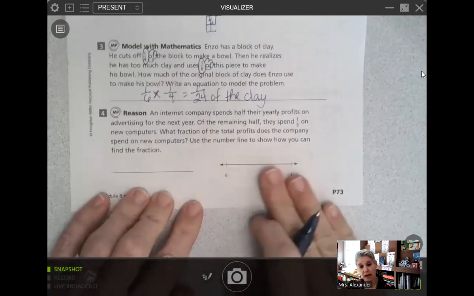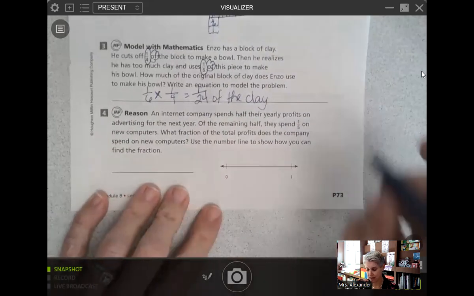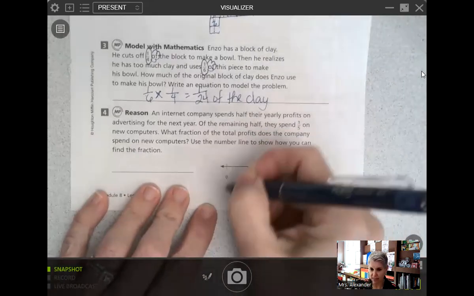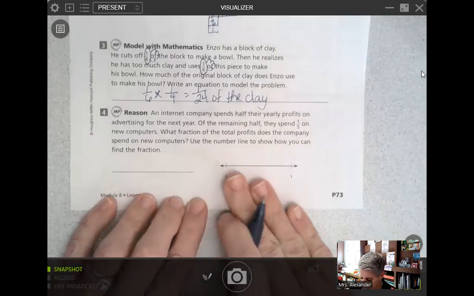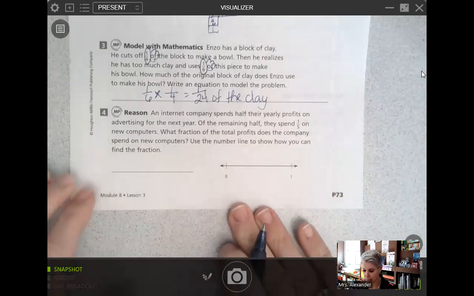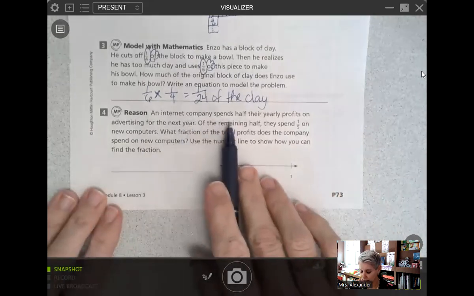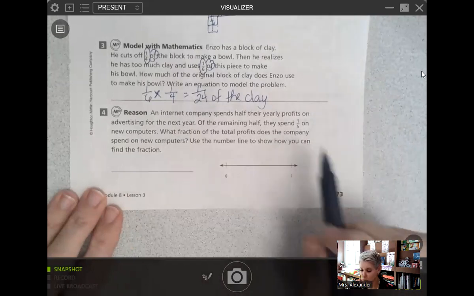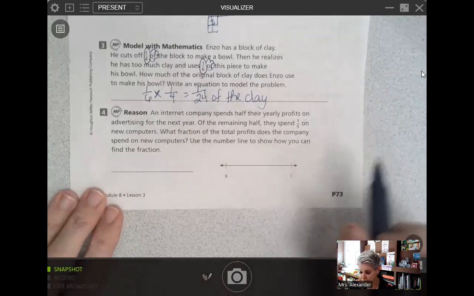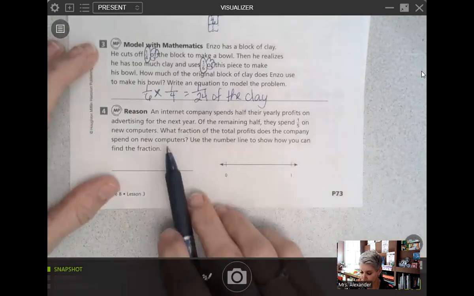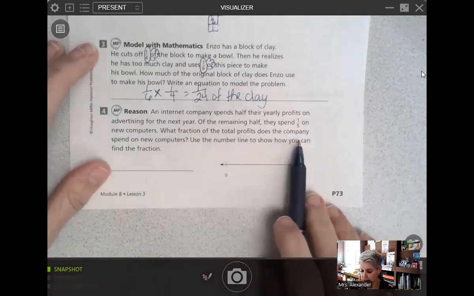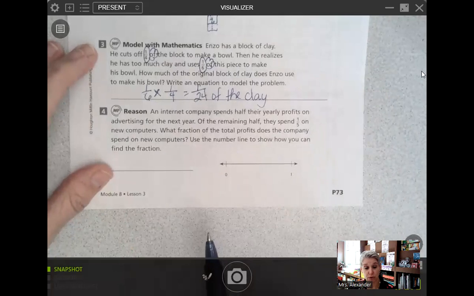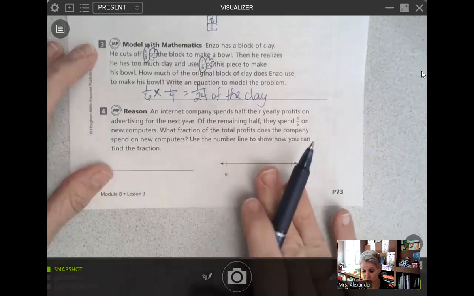Here we have a number line, which I talked about in class. I think of a number line the same way I would think about that bar model, only now I'm putting it on this number line. An internet company spends half of their yearly profits on advertising for the next year. Of the remaining half, they spend 1/5 on new computers. What fraction of the total profits does the company spend on the new computers? Use the number line to show it.